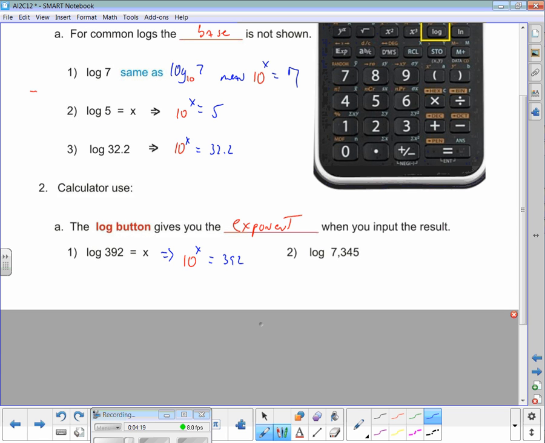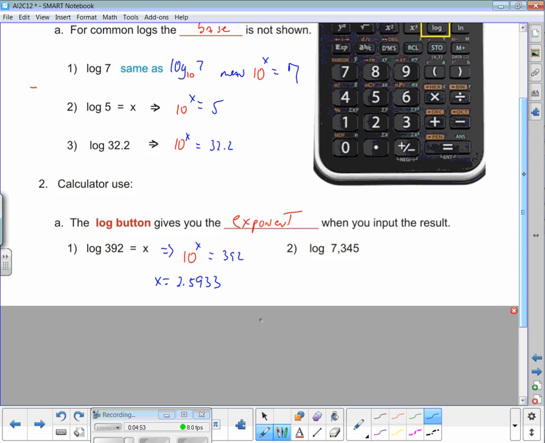All you do is, in your calculator, and again, you have to learn your syntax. For some of you, you probably have to hit the LOG button first, then the 392. For others, it's 392 and then the LOG button. So figure out which way it is for you. My calculator, it's 392 and then the LOG button. And I got x equals 2.5933. We're pretty much going to treat these like the trig functions in that a little bit of difference makes a big deal.